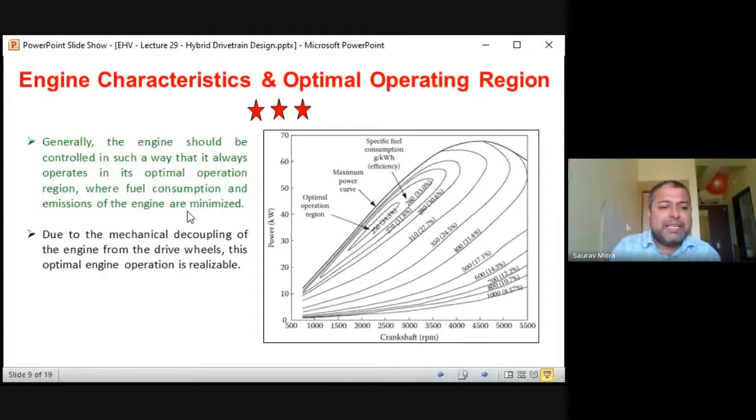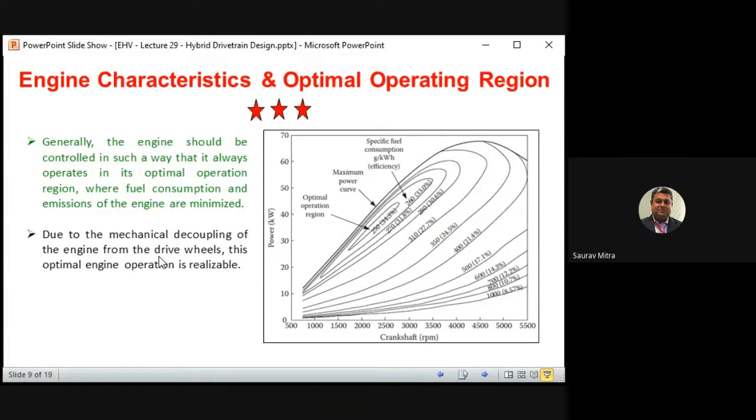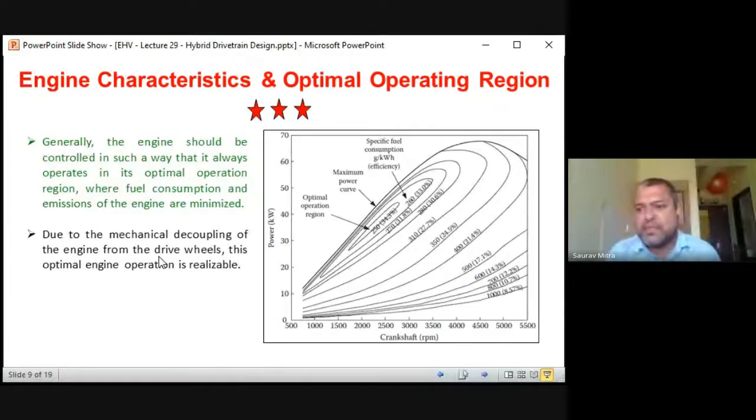So due to the mechanical decoupling of the engine from the drive wheel, because we have decoupled the engine from the drivetrain, because there is a generator in between. So mechanically, the engine is decoupled from the drive wheel. They are electrically coupled but mechanically decoupled. So due to the mechanical decoupling of the engine from the drive wheel, this optimal engine operation is realizable.